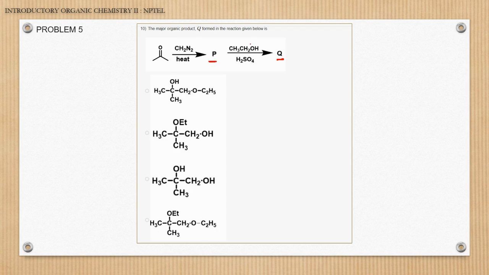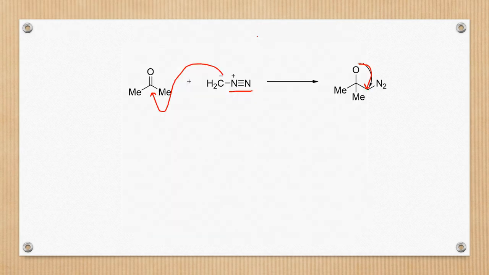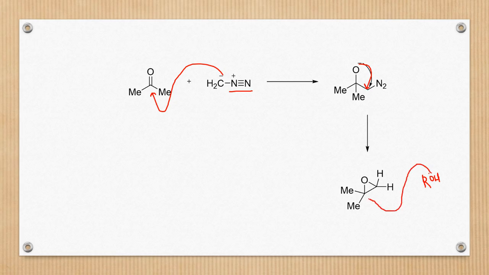In the second step, they have taken an alcohol in the presence of sulfuric acid. So now what will the alcohol do? If you have this epoxide in hand, now what will the alcohol do? I'm just writing it as ROH. So the alcohol is a nucleophile, so it has to open the epoxide ring. The opening of the epoxide ring will take place in two ways, either pathway 1 or pathway 2.